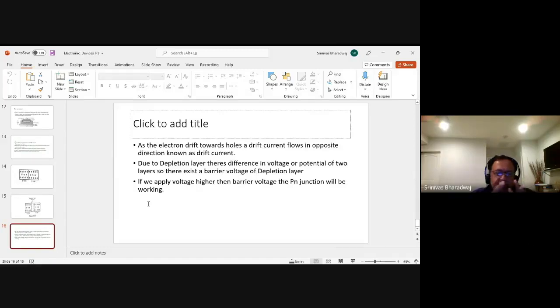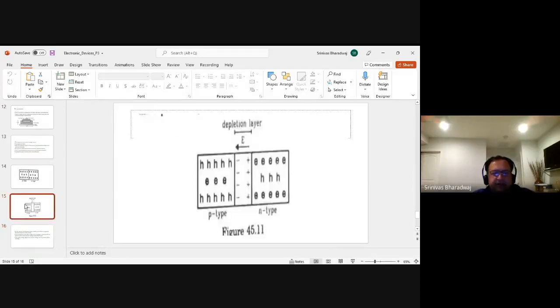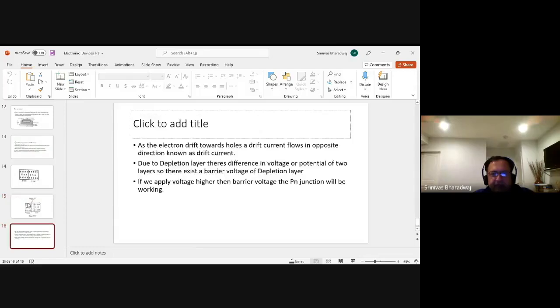So there is that inbuilt depletion layer. It builds a barrier: hey, you can't go to that village. Think of it like Romeo and Juliet. So that is the idea there. You have to overcome that electric field caused by the depletion layer. The depletion layer forms in between the two sides of the PN junction.